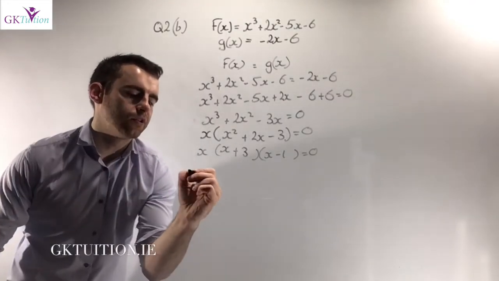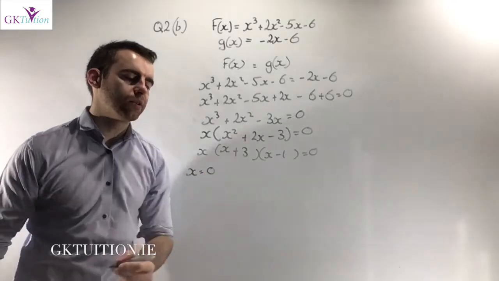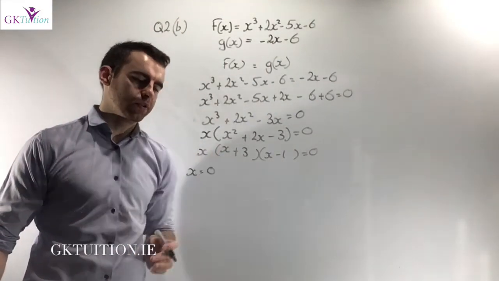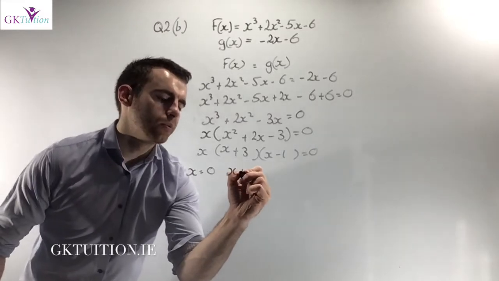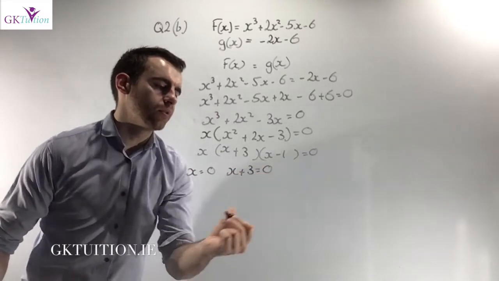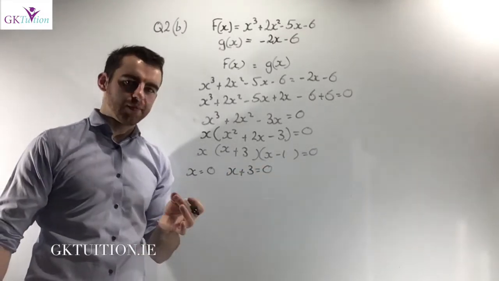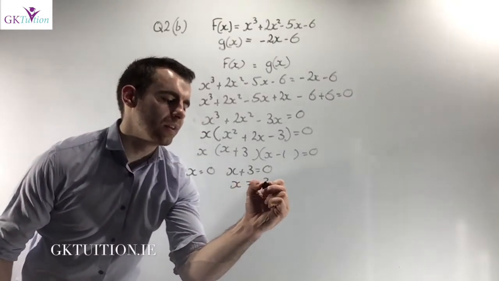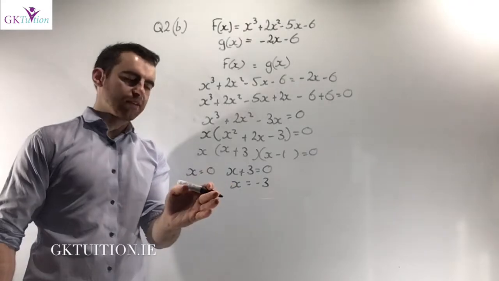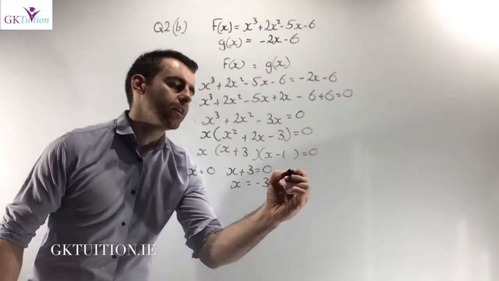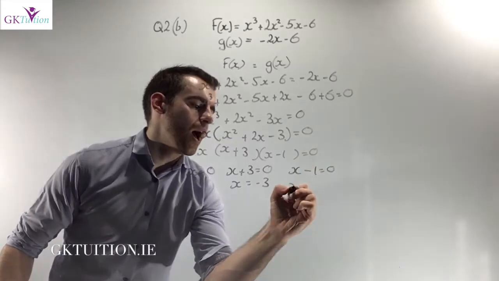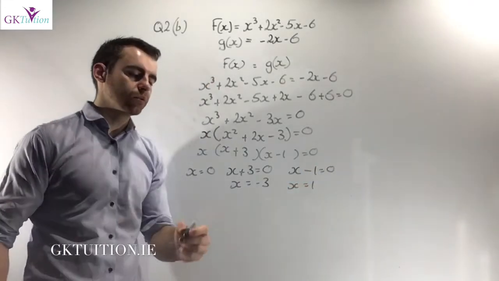My first factor is just x, so I just let x equal to 0. That's my first value. My second factor is x plus 3. So what I want to do is I let x plus 3 equal to 0. And I want to isolate my x, so I want to subtract 3 from both sides and say that x is equal to minus 3. There's my second value. To get my third value, I let the other factor equal to 0, add 1 to both sides, and get x equals 1.